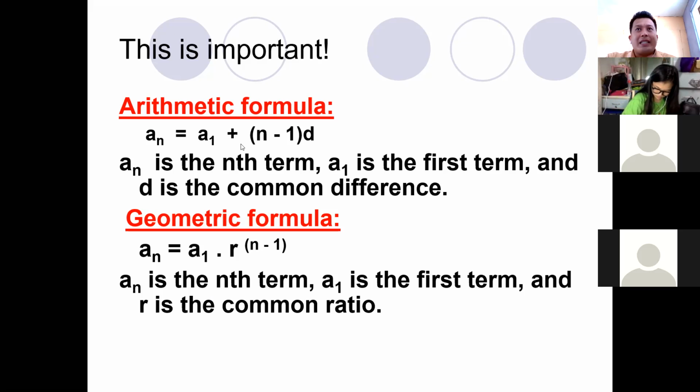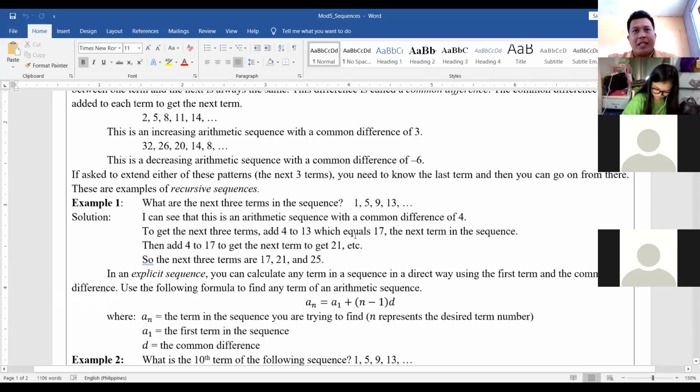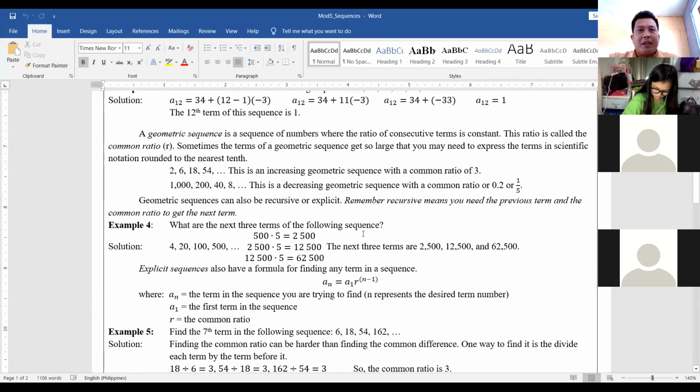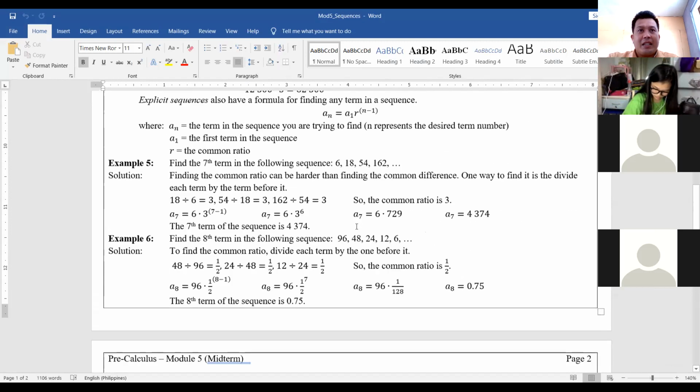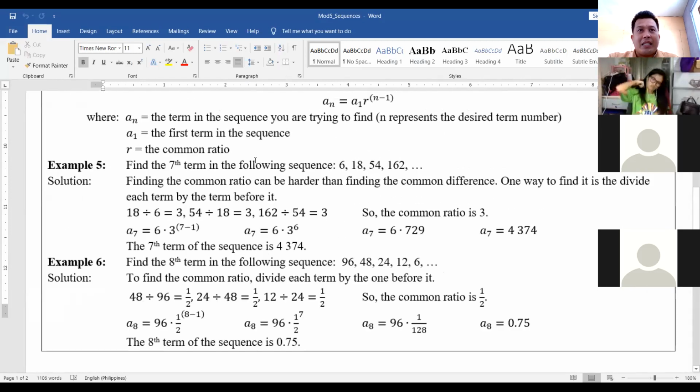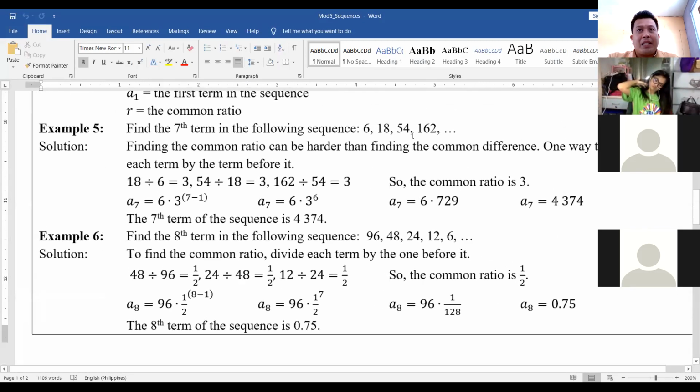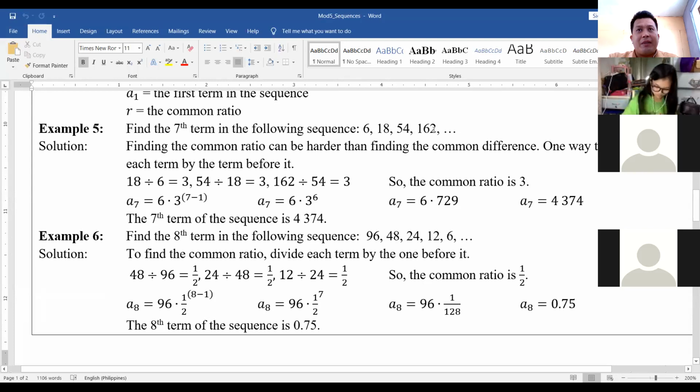So this one, class, is really an easy lesson. I hope that you'll have a good score in the upcoming summative test of this lesson. So we have here an example for a geometric sequence. Find the seventh term in the sequence 6, 18, 54, and 162. Let's first find the common ratio. 18 divided by 6 is 3. 54 divided by 18 is 3. So the common ratio is 3.